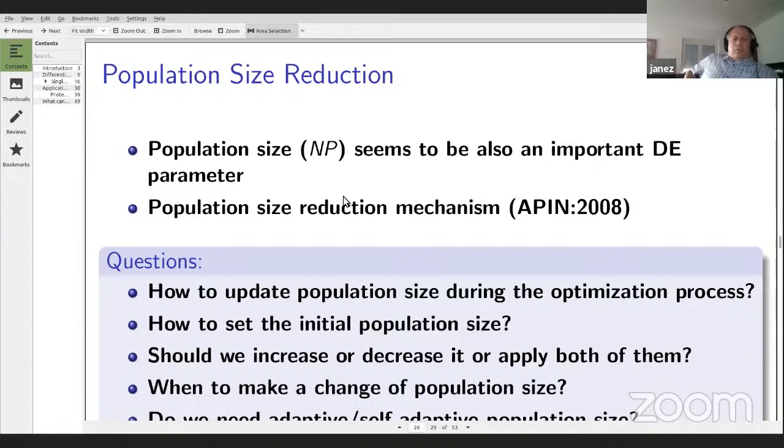Next is maybe just another topic, but it's also very popular. The latest L-SHADE algorithm mentioned before also used population size reduction. We introduced this mechanism in 2008 in DE, and L-SHADE uses a different population size mechanism, but nowadays many algorithms use this population size reduction mechanism. Maybe not the same, but how does it improve the performance? What is behind it?